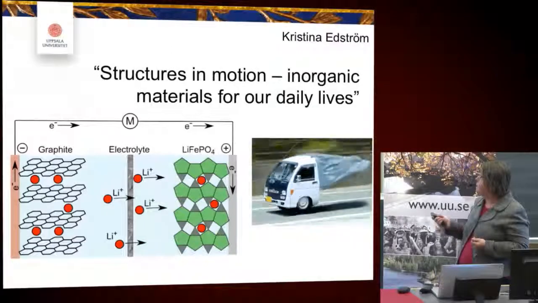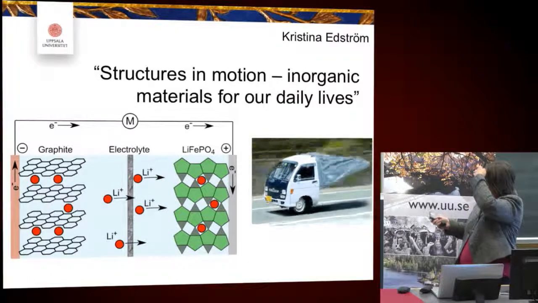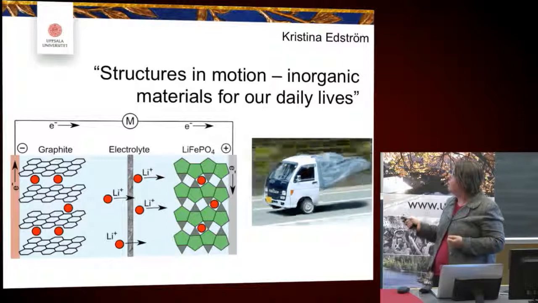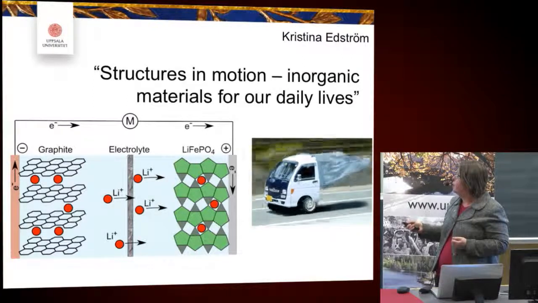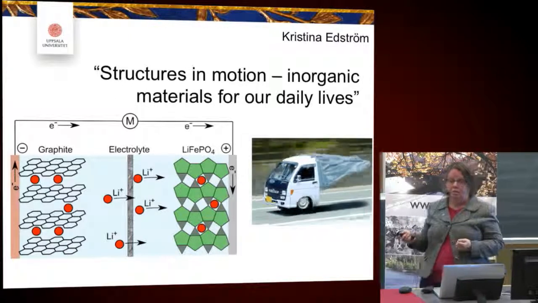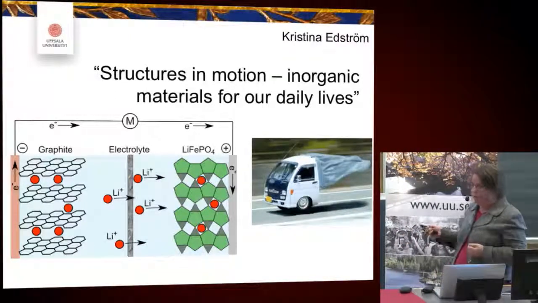And this is just one example where you see an example of an atomic structure of an iron-based compound as the positive electrode and graphite as the negative electrode. And this is today a commercial battery.